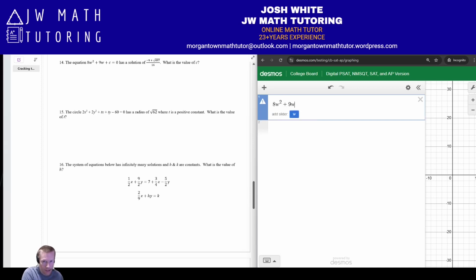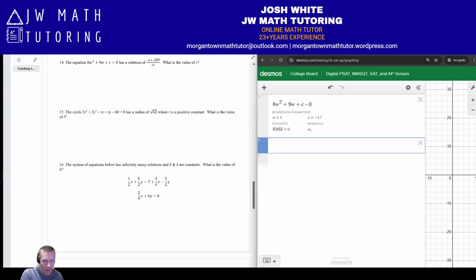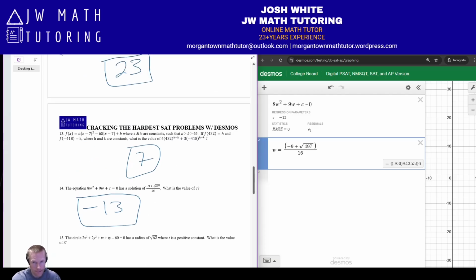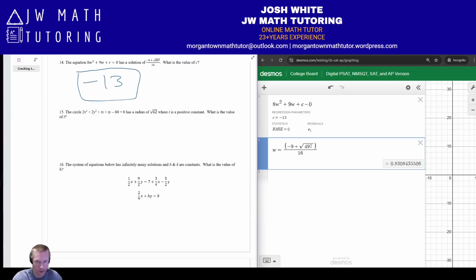We can basically take this thing and do a regression statement. And then what we have to do is we're just going to define what w is equal to, which is this, negative 9 plus root 497 all over 16. And so now that we have that, we have the correct answer, which is negative 13. So c is negative 13, and that's it. This is how you can solve this problem completely in Desmos.